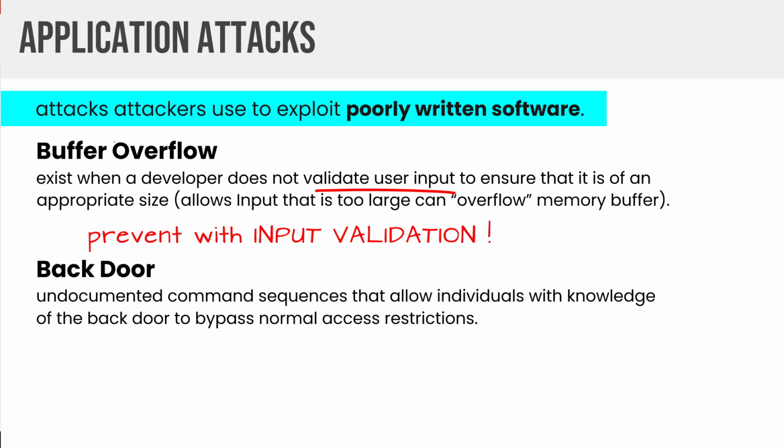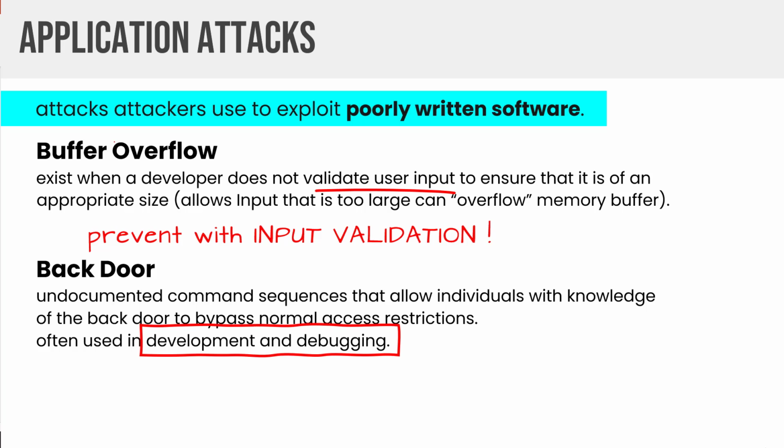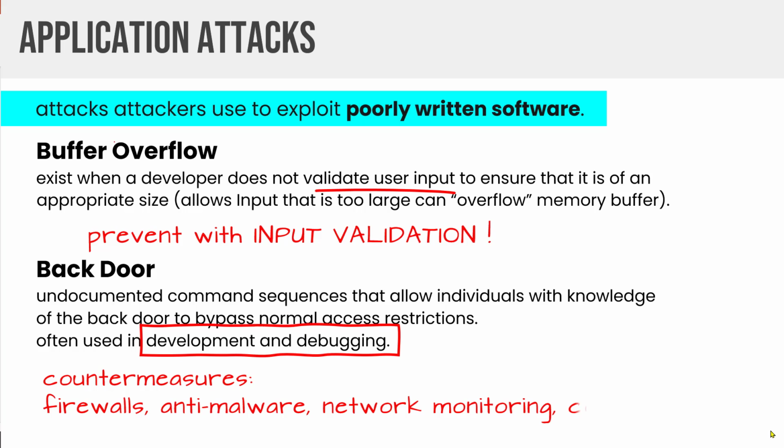A backdoor. This is an undocumented command sequence that allows individuals with knowledge of the backdoor to bypass normal access restrictions. This is usually used in development and debugging operations. However, there's no guarantee a developer doesn't leave that backdoor in the application when it goes on to production. So countermeasures here, there are a few to make sure that backdoor is not accessed or is gone altogether.